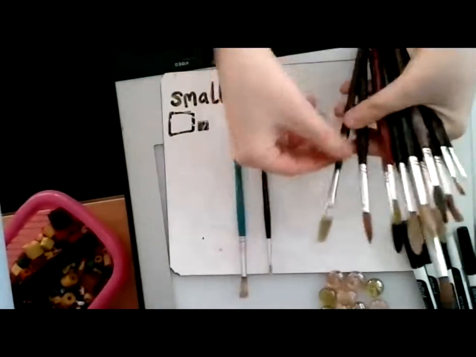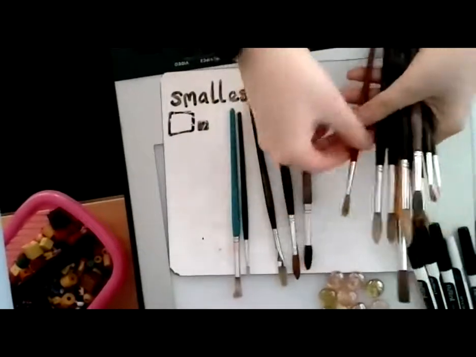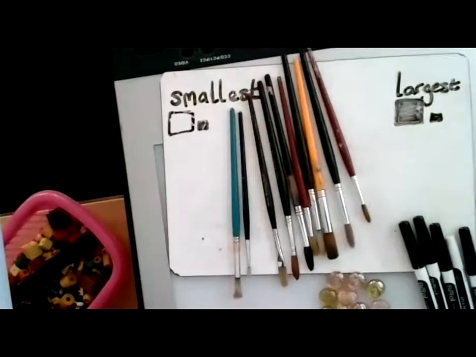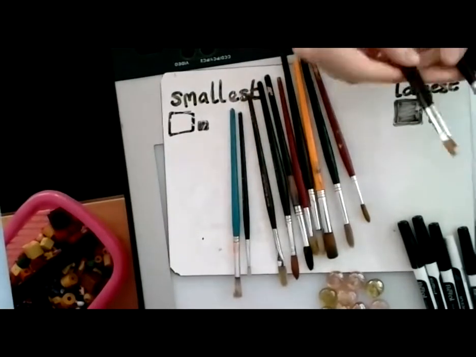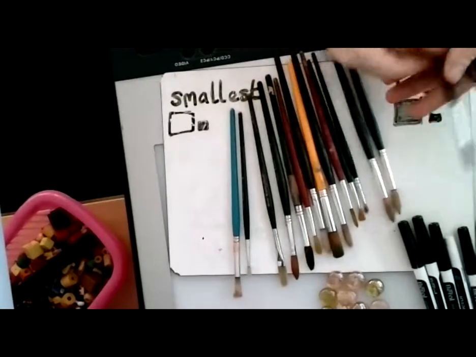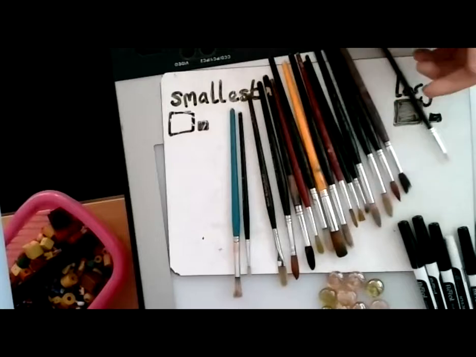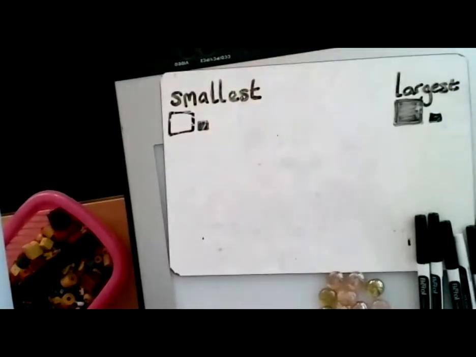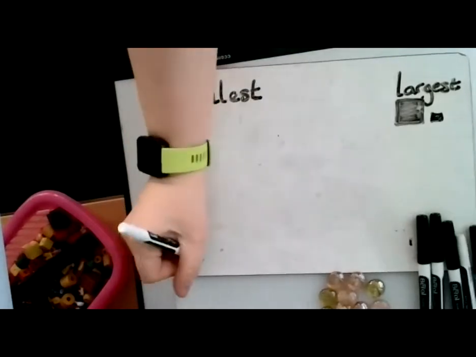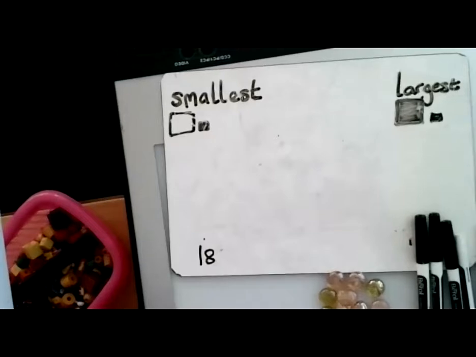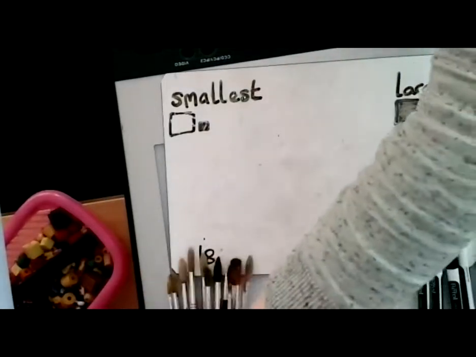Okay, so I have, count with me, 1, 2, 3, 4, 5, 6, 7, 8, 9, 10. I have 10 paintbrushes here. And I've got more. I've got 11, 12, 13, 14, 15, 16, 17, 18. I have 18 paintbrushes altogether. So I'm going to write 18 as a number. I would write it as 1 and 8. 18. Fantastic. Okay, so my 18 paintbrushes are here.